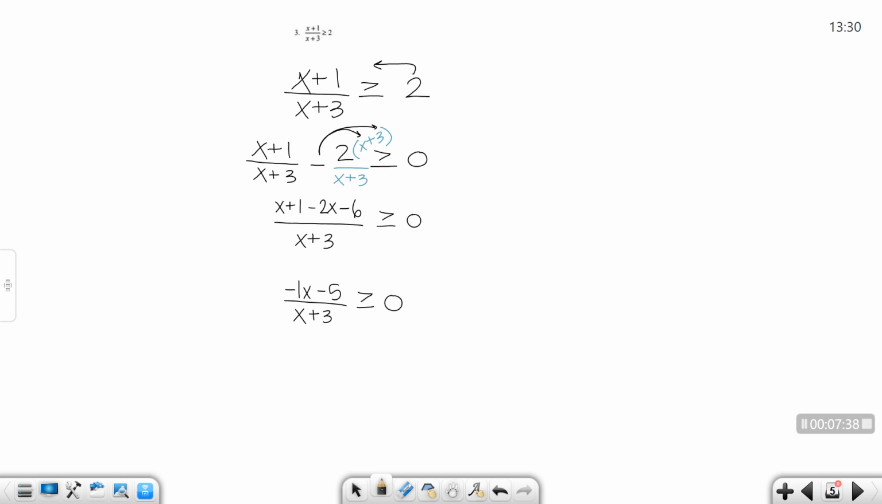Okay, that is the end of step 1. So when we get over to our number line, this is where we're going to plug our numbers in to see if they're true or false.